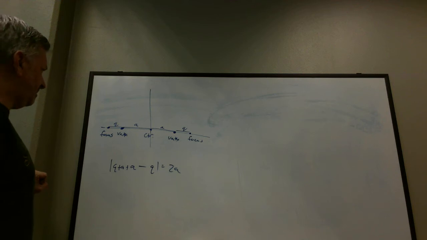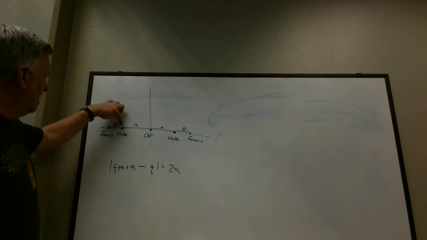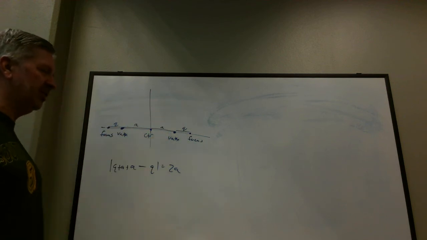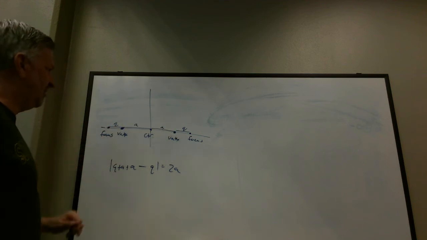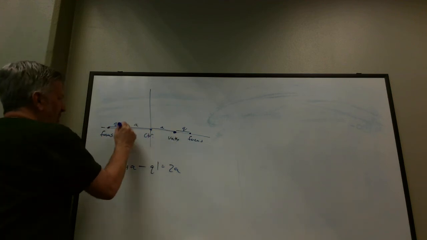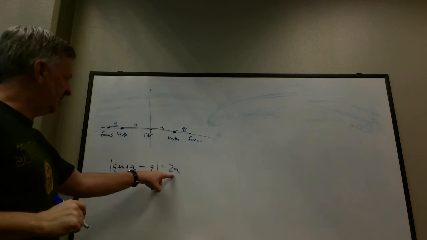Okay? And notice if you do the same thing with this vertex, the distance here is Q, the distance here is 2A plus Q, the difference is 2A again. Okay, so I'm focusing on the axis here. Again, they said these 2 points are on the hyperbola, so the absolute value of the distance is constant.